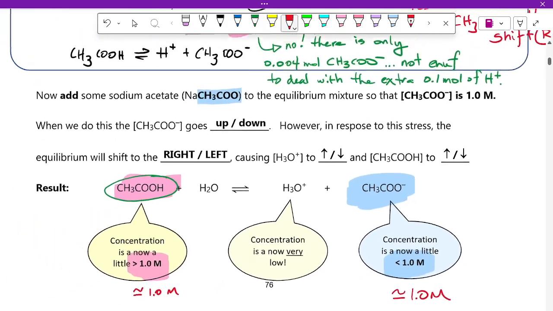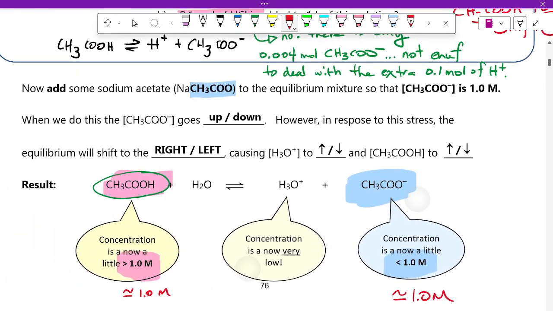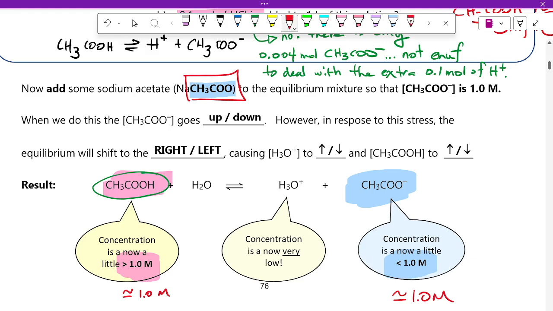Let's go through this process. We added acetate, so the acetate concentration goes up, so the system shifts left, which causes hydronium to increase or decrease? Decrease, and acetic acid to increase. Yeah, definitely need more space here. That's okay.